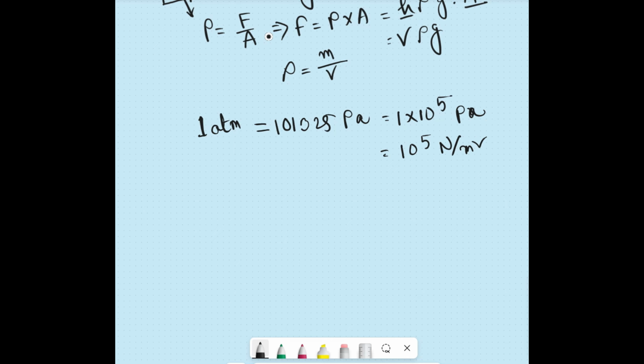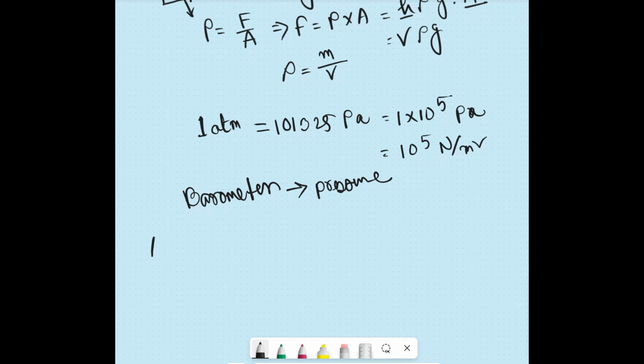Afterward, there is a very important MCQ, right? Barometer. So barometer is an instrument to measure pressure, and mainly this barometer is used to measure the atmospheric pressure.